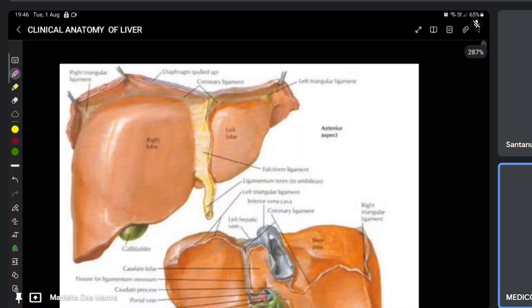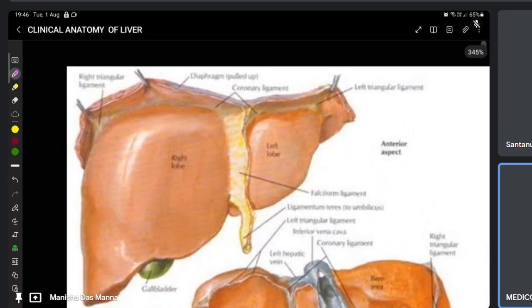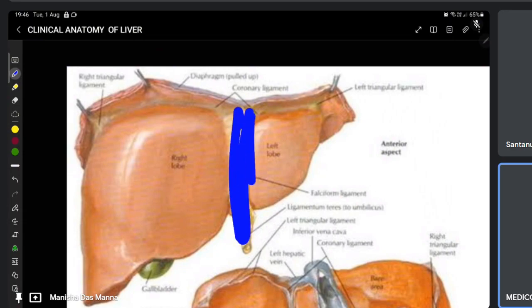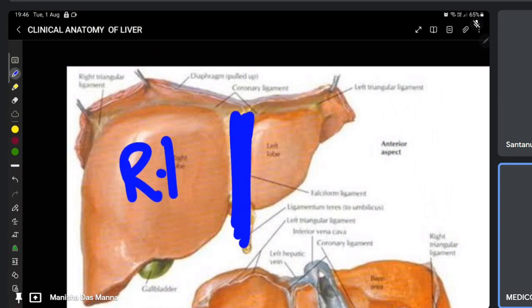Let's imagine this is a picture from an Atlas. This is the human liver. The major demarcating ligament is called the falciform ligament. This is the anatomical separation, and this ligament separates the liver anatomically into a right lobe and a left lobe.